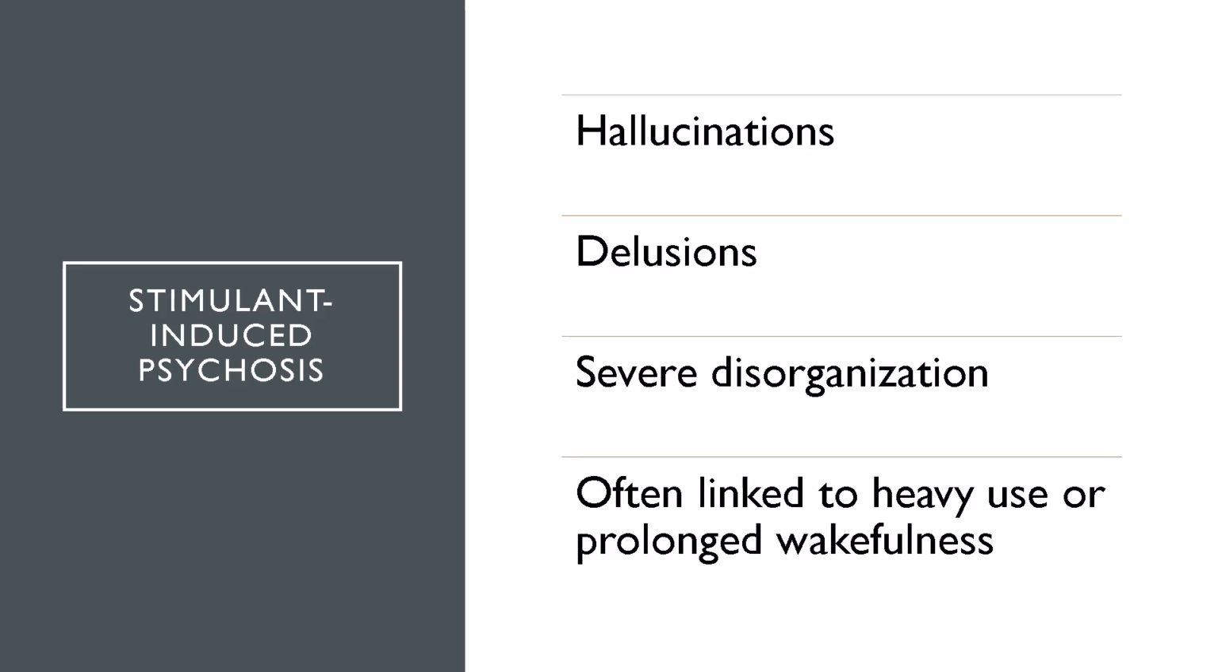Stimulant-induced psychosis is one of the most serious possible outcomes of stimulant misuse. This involves having hallucinations, delusions, severe suspiciousness, or disorganized behavior and thinking. It's more commonly associated with methamphetamines than some of the other stimulants, but it happens with multiple stimulant types under the right conditions. Heavy use and prolonged wakefulness are two major contributors. When the brain has been overstimulated for a long period, perception and thought processes may become significantly distorted.